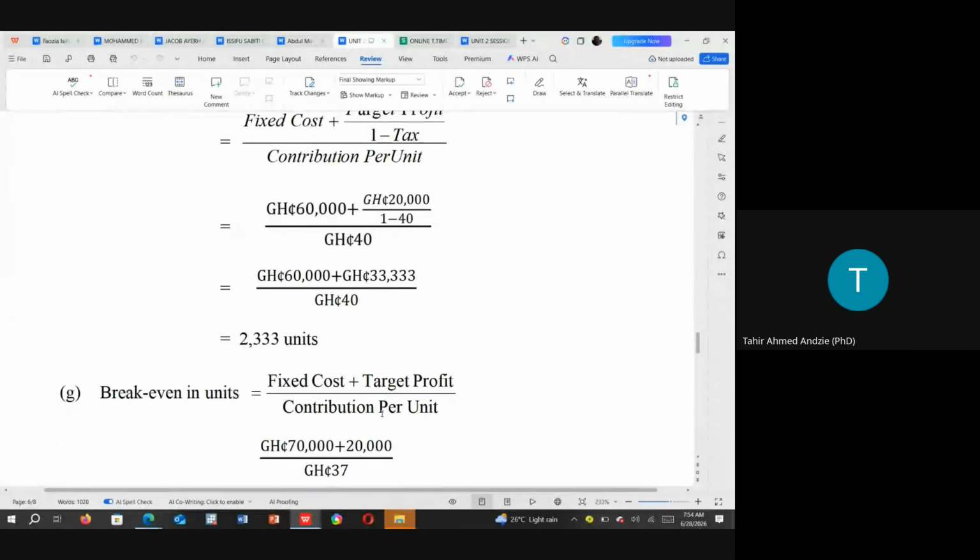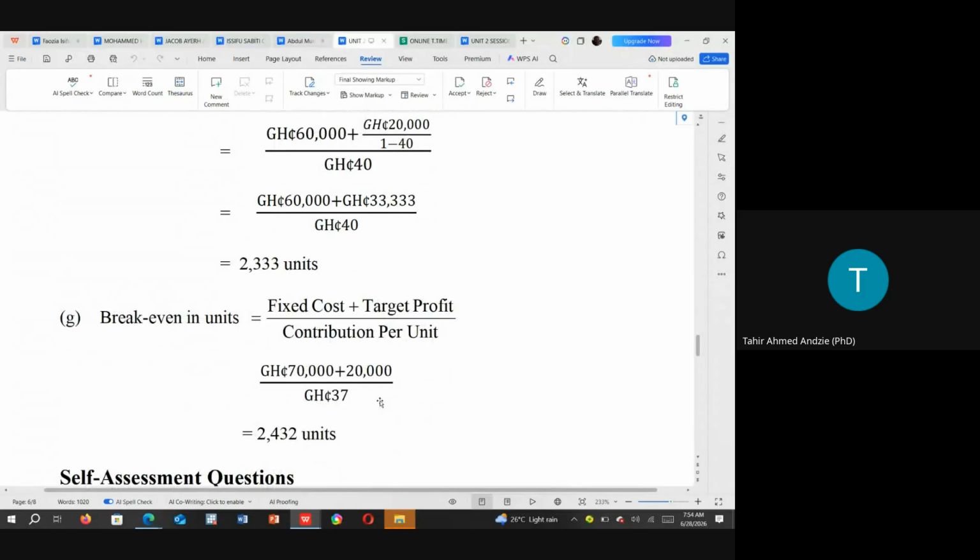The new change in the break-even. Okay, sorry. So that is it. We are saying that the fixed cost plus the target profit, divided by contribution per unit. And now we need to put in the changes in the variables that have been given. Now, selling price is 100. It's unchanged.